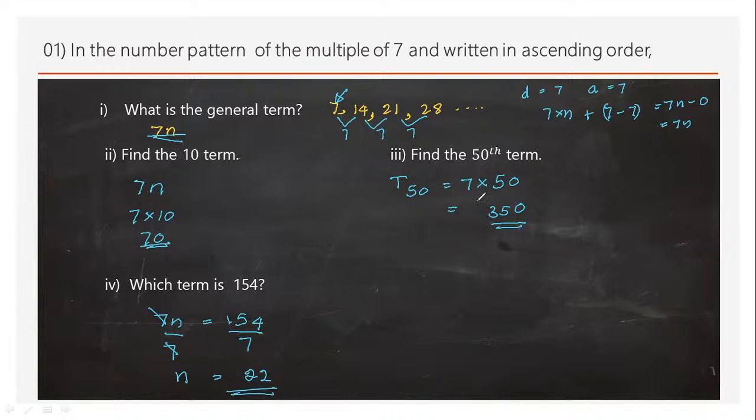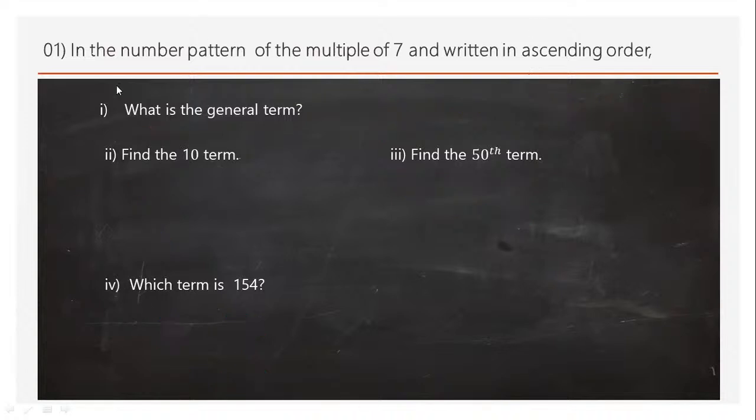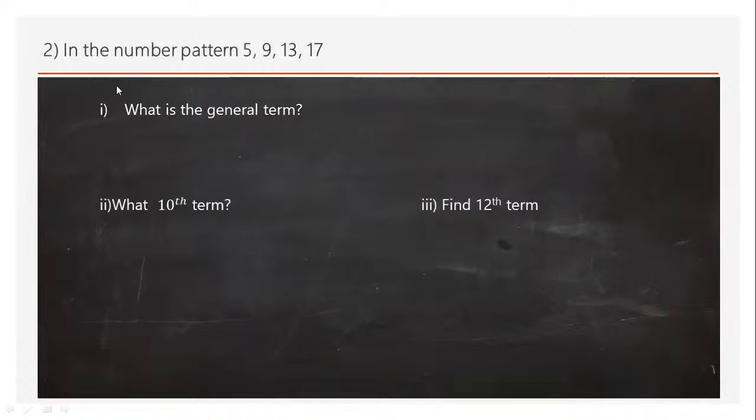Question number 2. In the number pattern 5, 9, 13, 17, what is the general term? So there is no need to arrange the chart, as you already know how to do this. First term 5, second term 9, third 13, fourth 17. Then we have to find the general term.